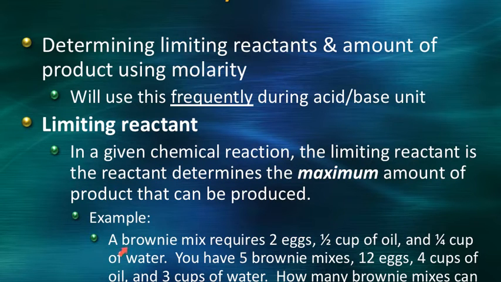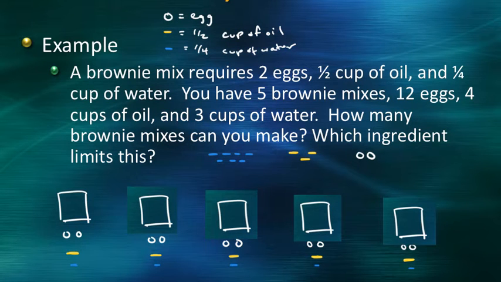So for example, let's say you've got a brownie mix requiring 2 eggs, half a cup of oil, and a quarter cup of water. You have 5 brownie mixes, 12 eggs, 4 cups of oil, and 3 cups of water. How many brownie mixes can you make? Which ingredient limits this? Okay, so in an attempt to solve this problem, I'm going to go ahead and just draw everything out here. Right, we had 5 brownie mixes, so those are our large squares.